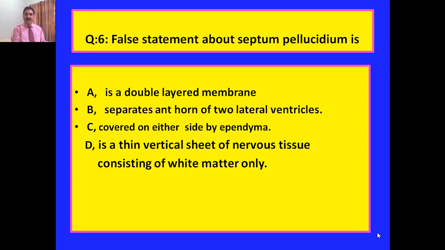False statement about septum pellucidum is: A, is a double-layered membrane. B, separates the anterior horn of 2 lateral ventricles. C, it is covered on either side by ependyma. D, it is a thin vertical sheet of nervous tissue consisting of white matter only. The answer is D. It is not composed of white matter only, because this is a double-layered membrane consisting of both white and gray matter.